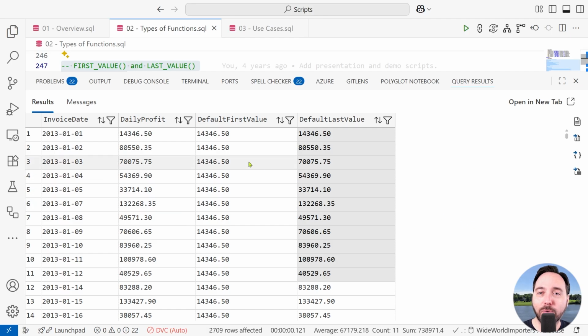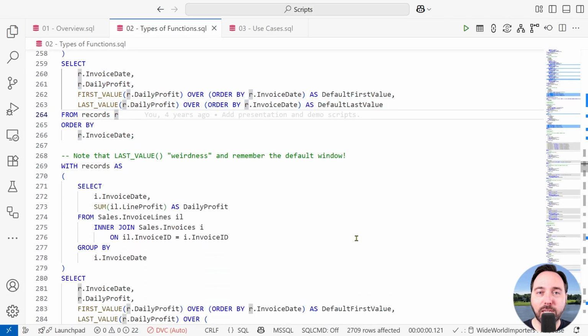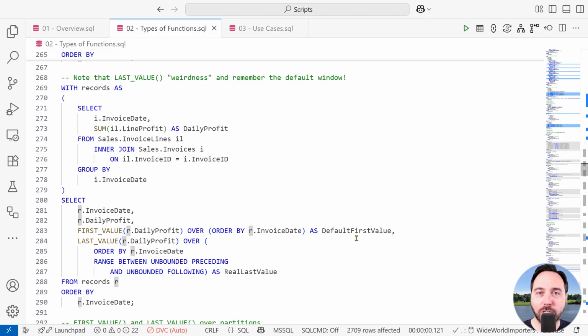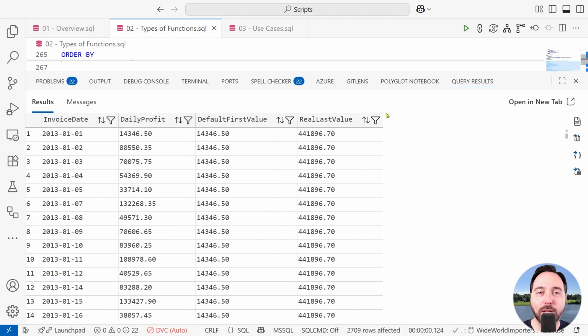And for offset window functions, the default window frame is range between unbounded preceding and current row. In other words, our window stops at the current row, so last value will give us the current row. If we don't want that behavior, we'll need to specify the frame. Instead of unbounded preceding to current row, let's switch it to range between unbounded preceding and unbounded following. Now, when I run this, we get back what we want.